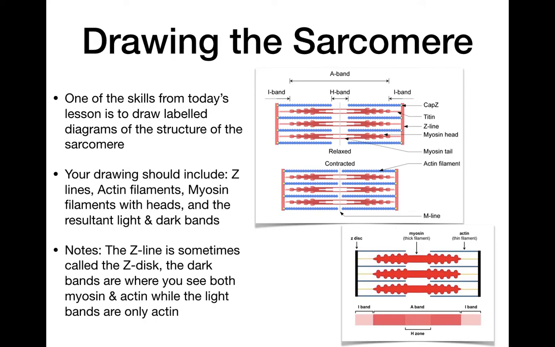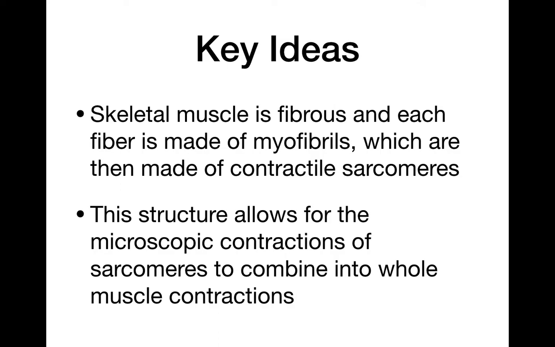And you'll notice how when they are relaxed, they're much longer. And when they're contracted, it's kind of this gap on the ends here in the middle. And when they're contracted, it's a much smaller gap. There's no gap here. Everything's kind of closer to each other. Okay. So skeletal muscle is fibrous, and each fiber is made of myofibrils, which are then made of contractile sarcomeres. The structure allows for the microscopic contractions of sarcomeres to combine into whole muscle contraction. So when you're moving your body, it's happening on a scale of millions of sarcomeres contracting at the same time, which, if you think about it, is really cool.